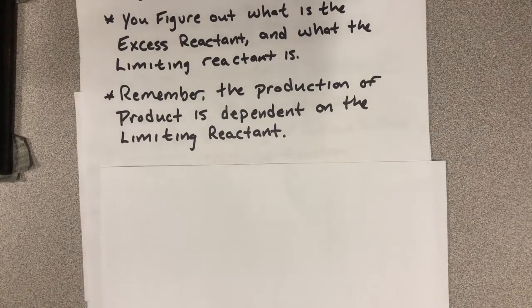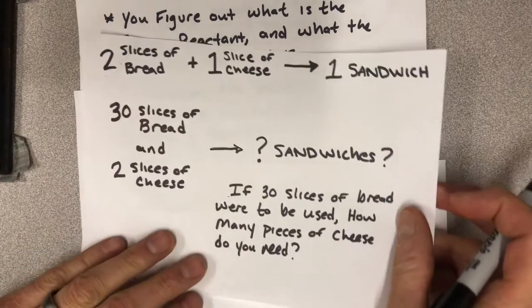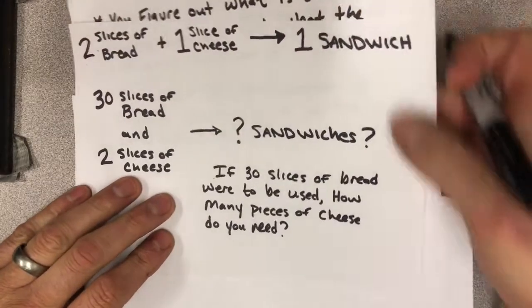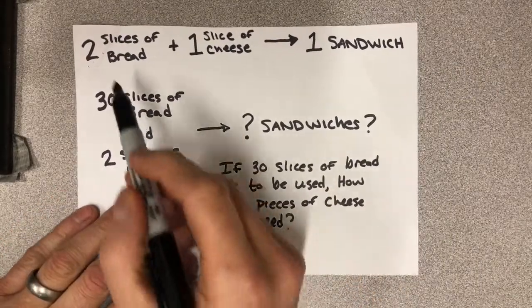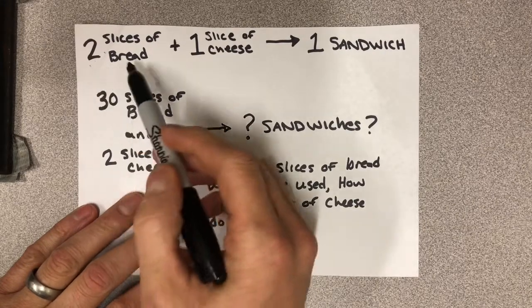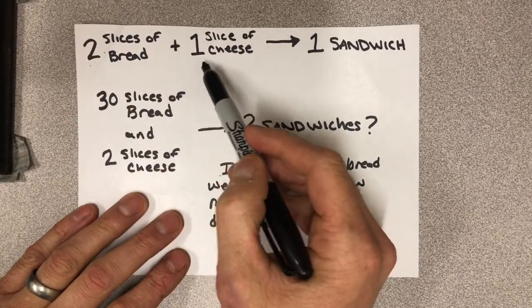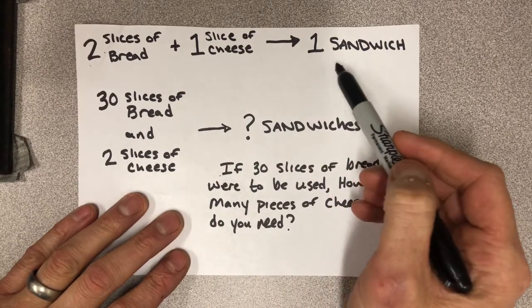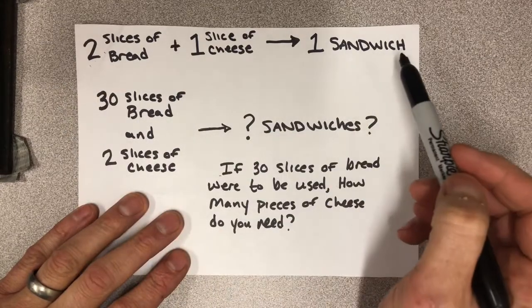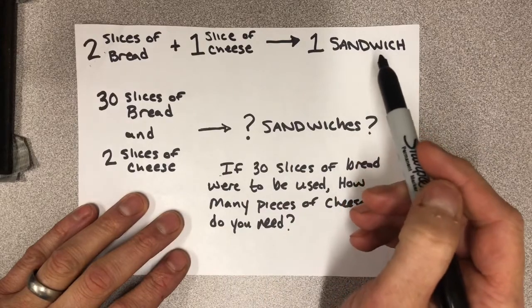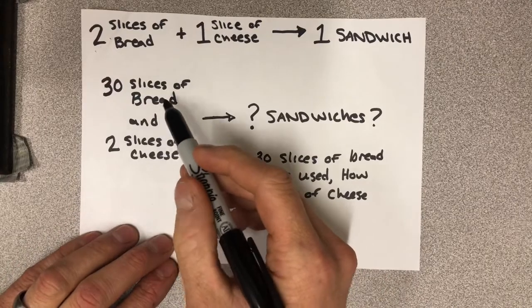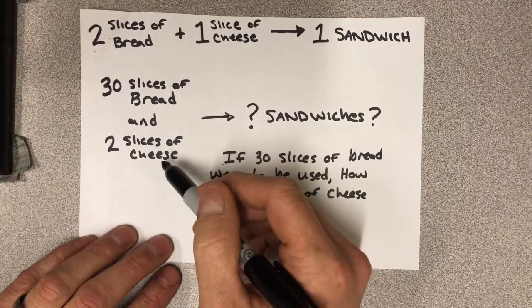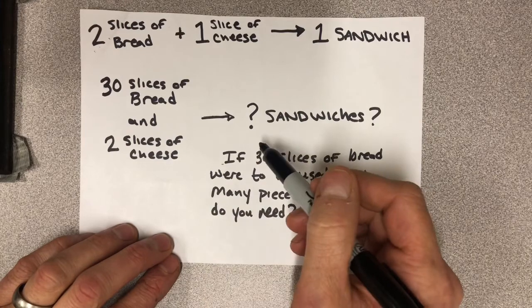And let's talk a little bit about limiting reactant with a simple example here. Let's just say that the recipe for the world's most pathetic sandwich is 2 slices of bread and 1 slice of cheese gives you 1 delicious sandwich. And we cannot budge from that recipe. So let's just pretend that we were given 30 slices of bread and only 2 slices of cheese. The question is, how many sandwiches can you make?